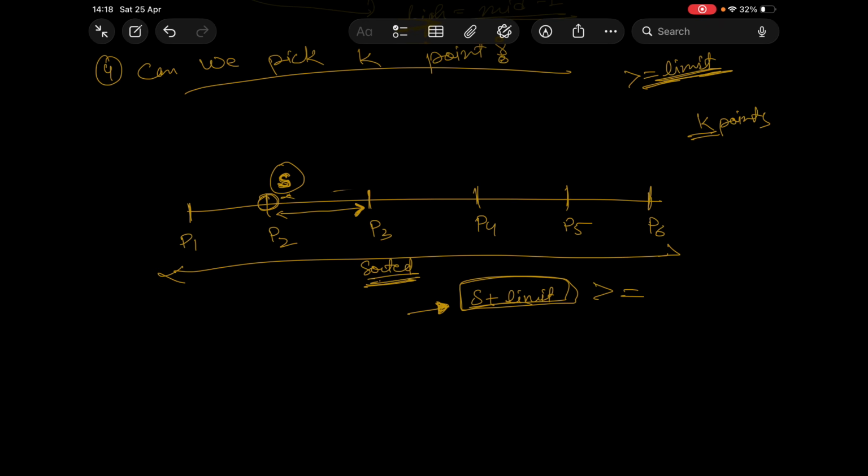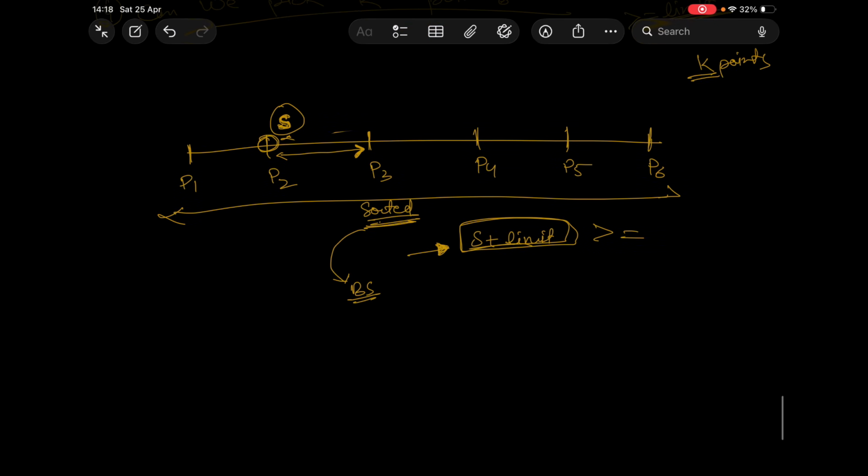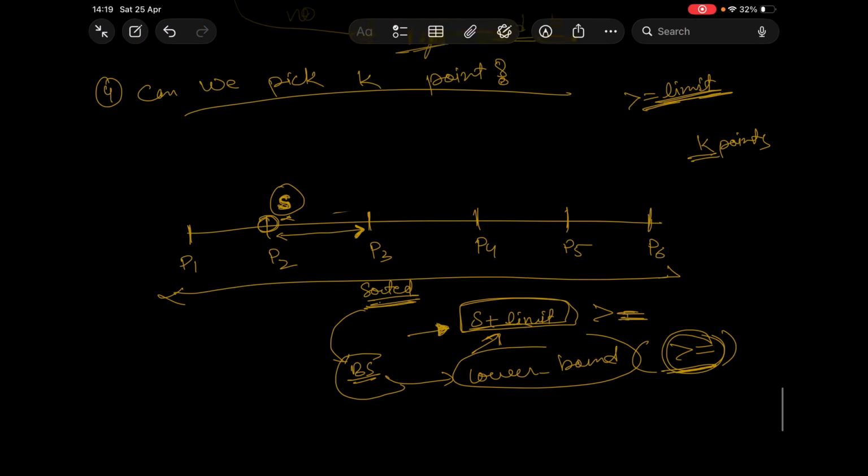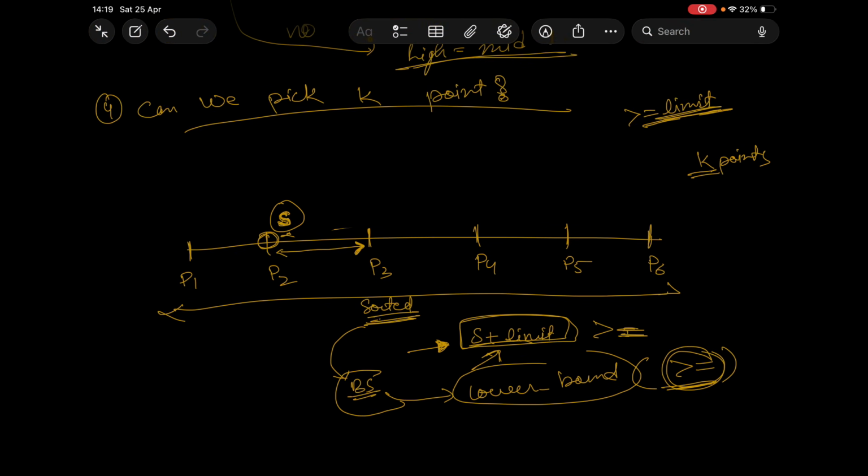Since this is sorted, can we again use binary search over here? I think we can, because we have to find this greater than or equal to value. In C++ we have the lower bound function, which gives us the address for this greater than or equal to value. So we would be able to find this next value using binary search instead of searching for everything. Now let's say this lower bound gives us the next value where this distance is greater than or equal to limit.